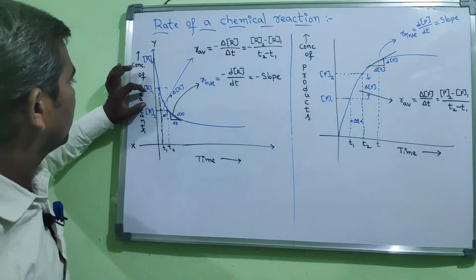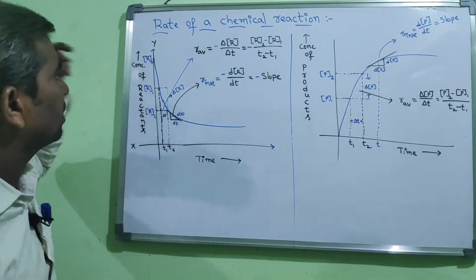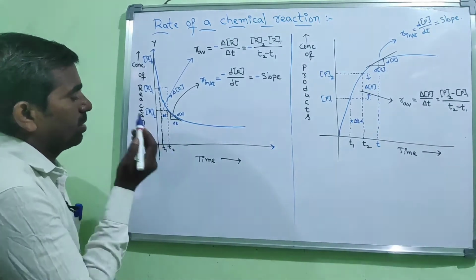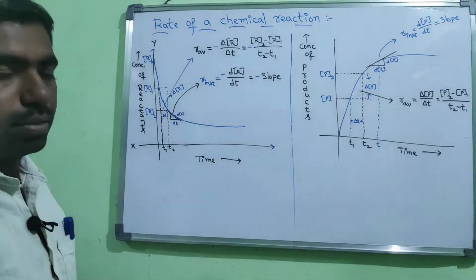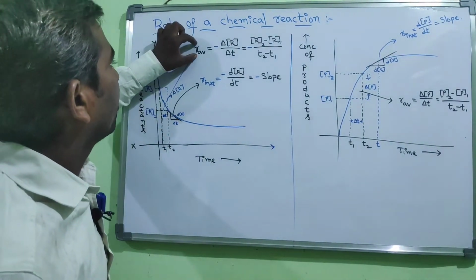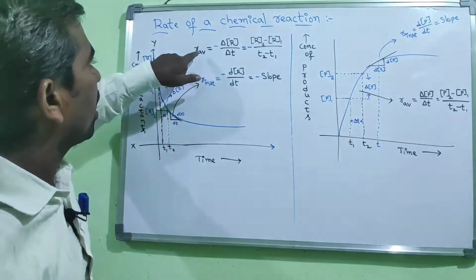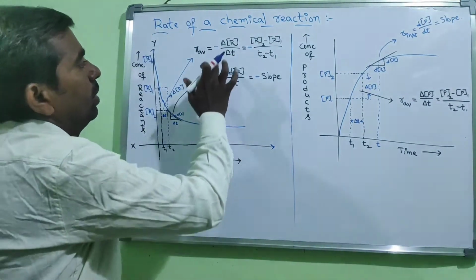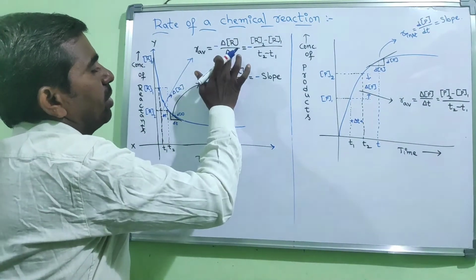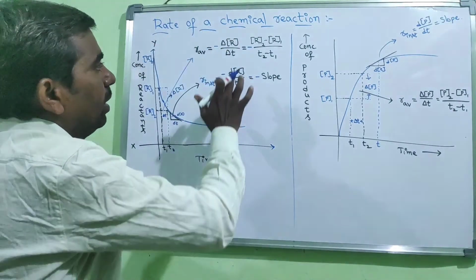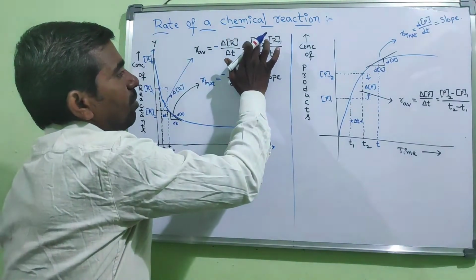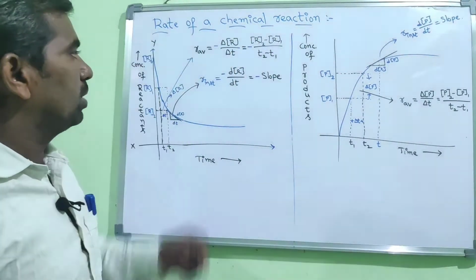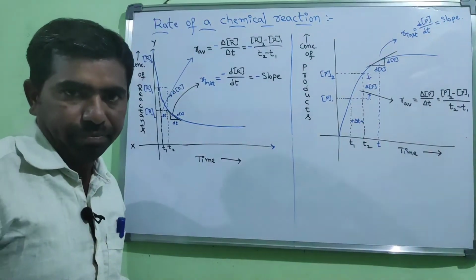So the difference in the concentration of the reactant is R2 minus R1, and the change in time is delta T, that means T2 minus T1. From this we can write the rate of a chemical reaction, that is the average rate of a chemical reaction, which equals negative sign, change in the concentration of reactant divided by change in the time, that is equals negative sign, concentration of R2 minus concentration of R1 divided by T2 minus T1. So that is about the average rate of a chemical reaction.